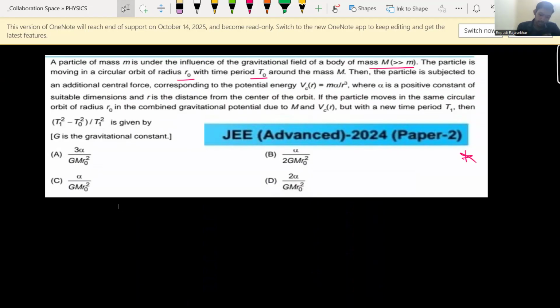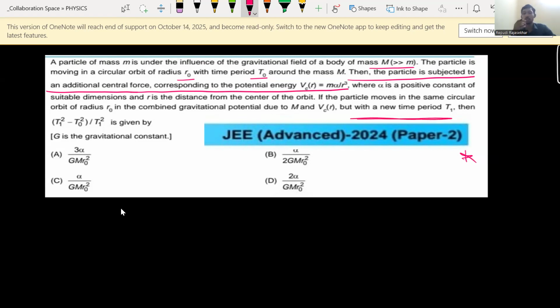So the particle of mass m is under the influence of only gravitational force. This is the time period we have calculated, but they are not asking that. Then the particle is subjected to an additional central force. The actual question starts here. Then the particle is subjected to an additional central force corresponding to this potential energy. Corresponding to the given potential energy, if an additional force acts, then what should be the time period? What is the new time period they are asking?